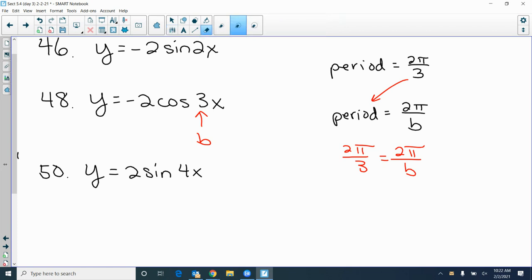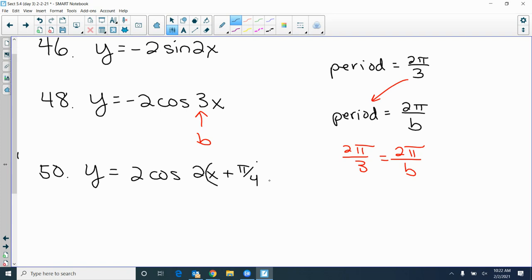Cole DeLuca, you agree with that? Yeah. All right, what else you got for me, Cole? I had 2 times cosine of 2x plus pi over 4. Like that? Or the x plus pi over 4 in parentheses. Like that? Yeah. All right, and then you might want to do this as well, just to make sure it's all taken as cosine. All right, that'd be correct.